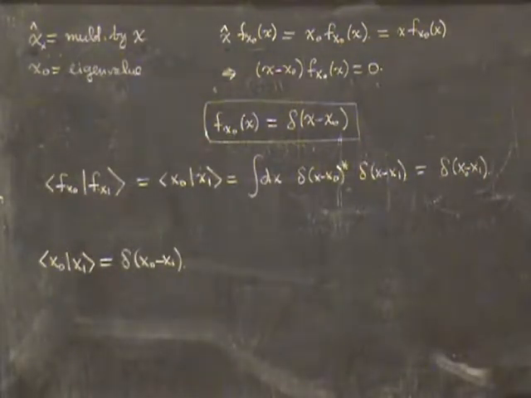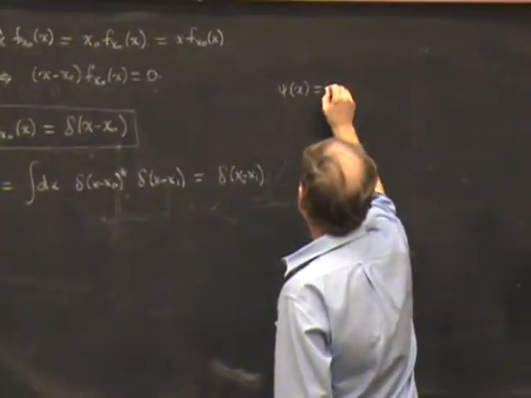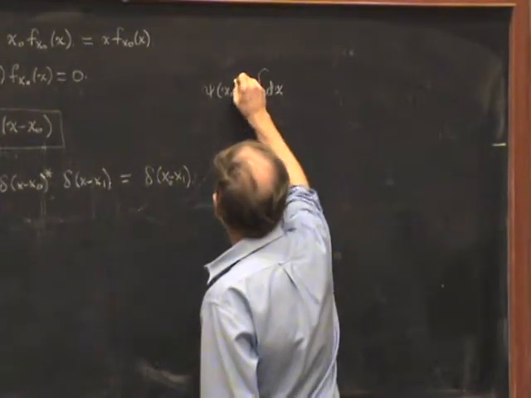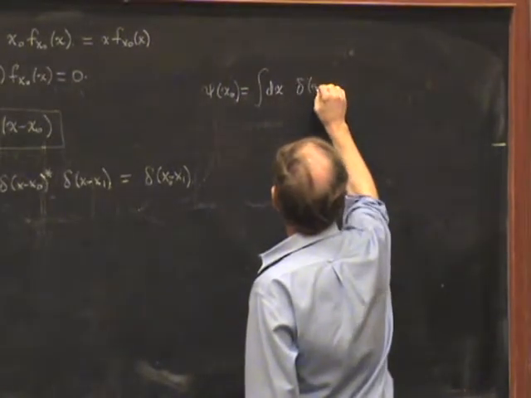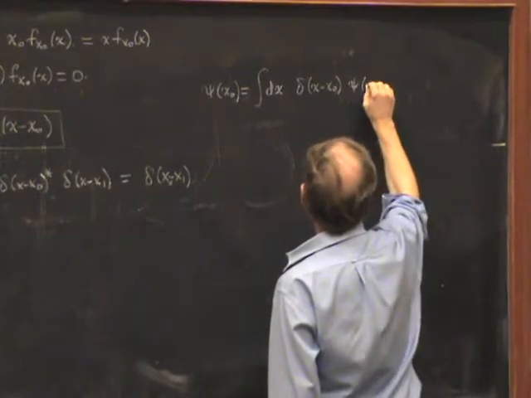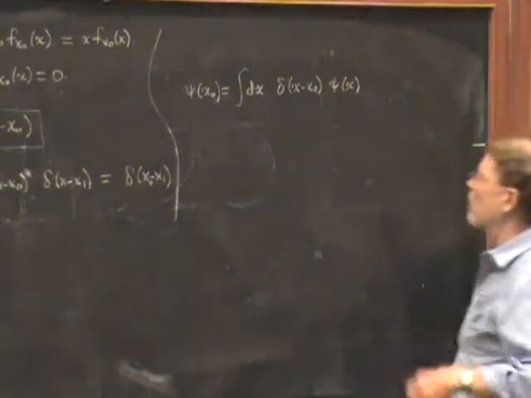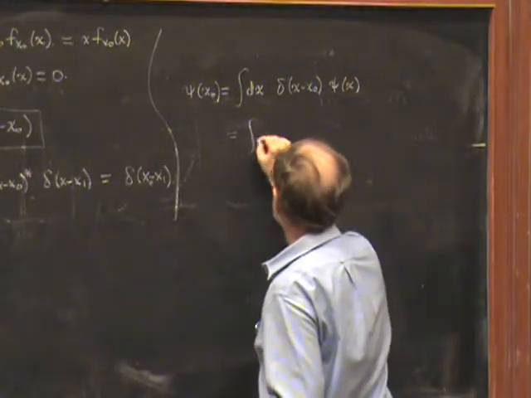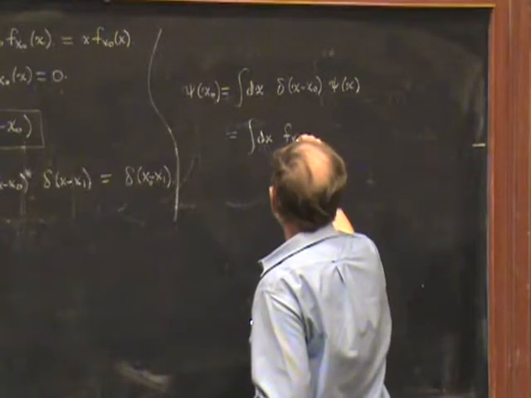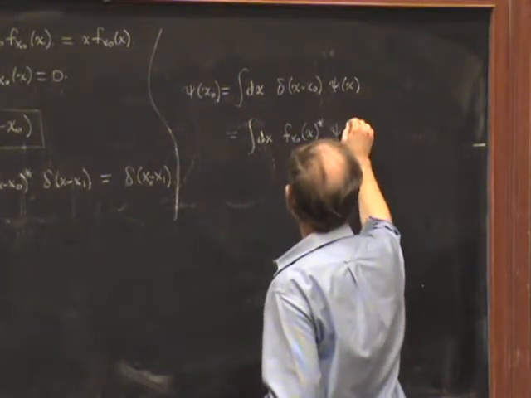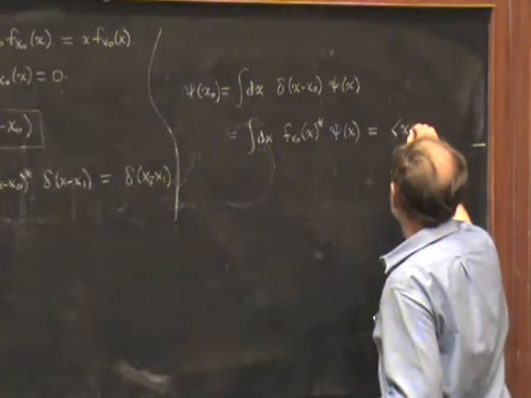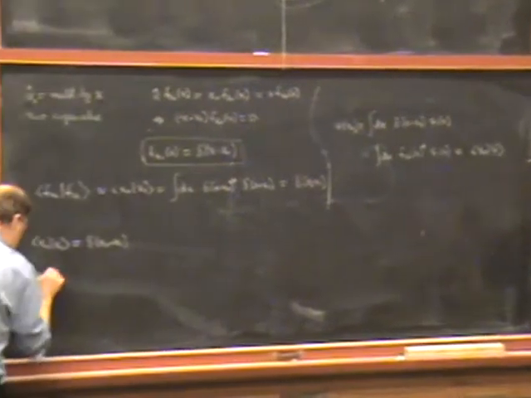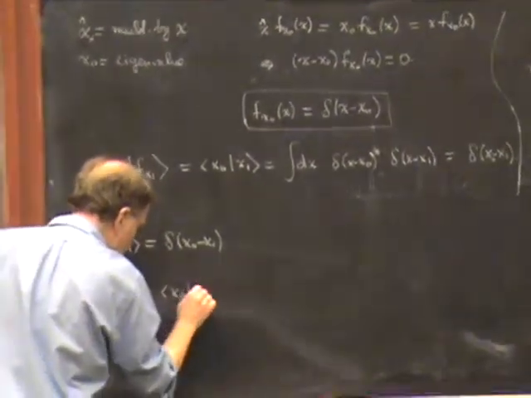Also, there are other simple identities that we have. If we have psi of x, it can be written this way. I want psi of x0. It's the integral over dx of delta of x minus x0 times psi of x. This is one of the properties of the delta function. This can also be written as the integral over dx of f_x0 of x complex conjugated times psi of x, which is therefore the scalar product of x0 with psi. And so we find that the wave function psi of x0 is the scalar product of x0 with psi.